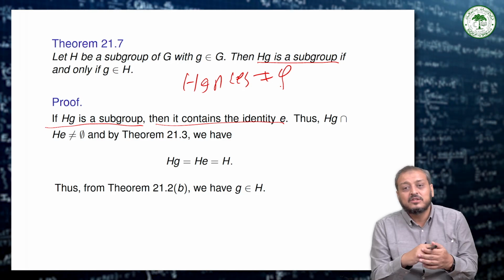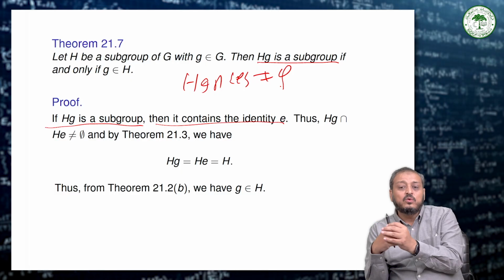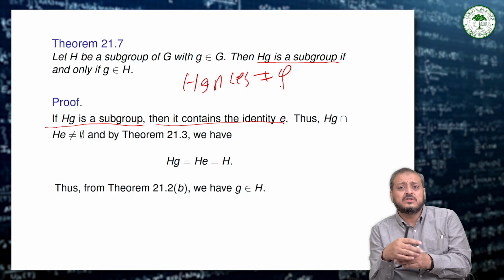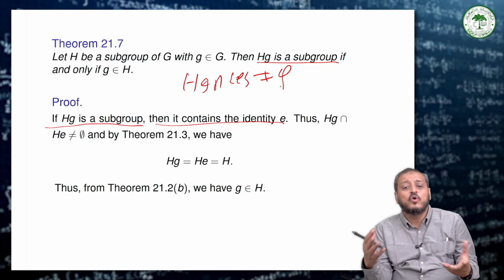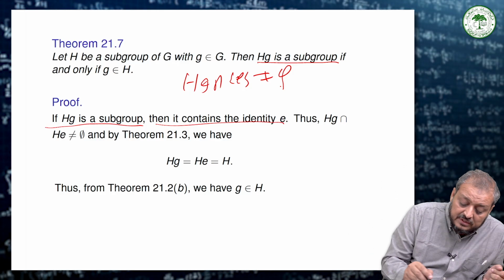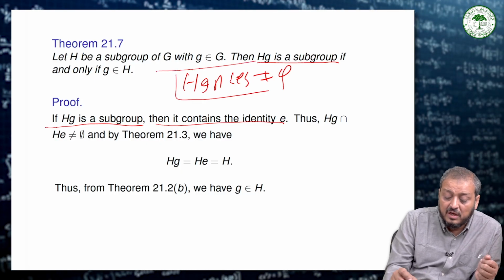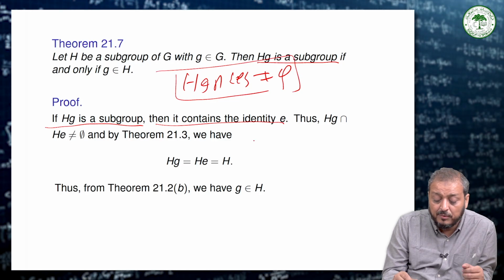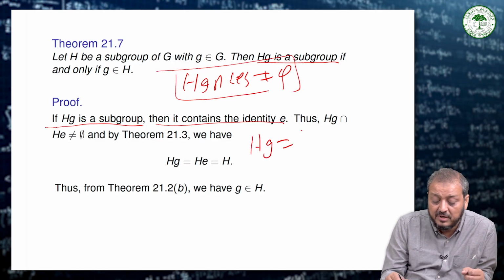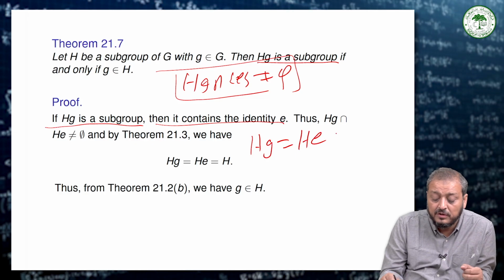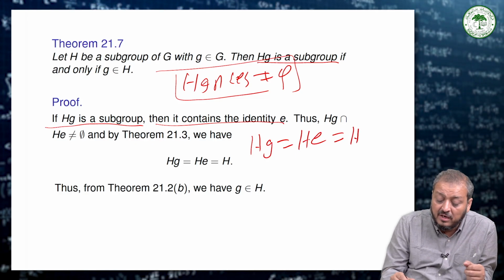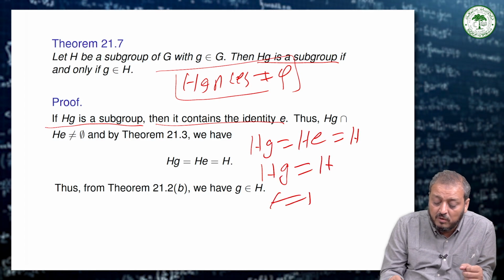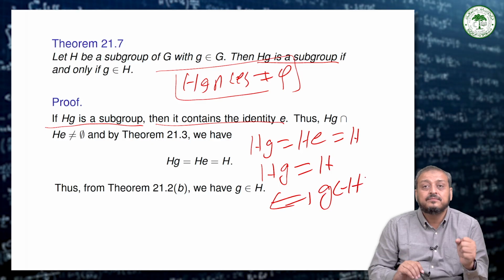There is a theorem: if we have any two left cosets or right cosets, they are either identical or have no common elements. So if the identity is there, the intersection is non-empty, and the only possibility is that Hg can be written as He, and He is equal to H. We know the result that Hg is equal to H if and only if g is an element of H.